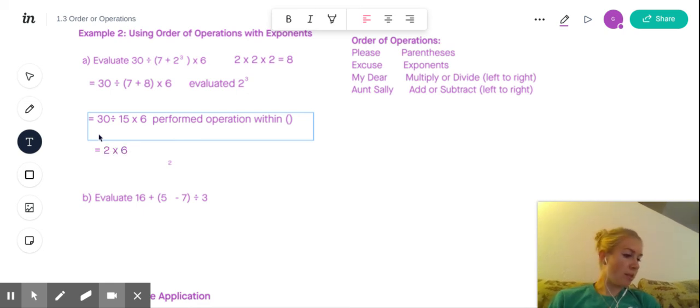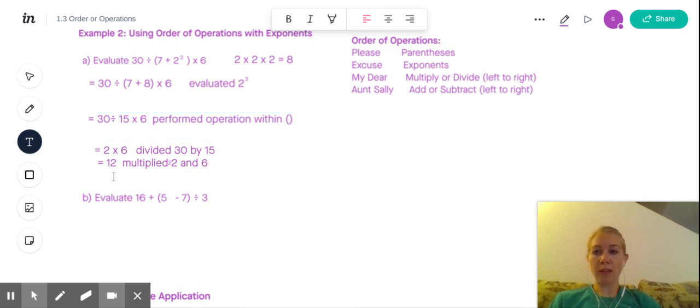So let's make note of what we did. We divided 30 by 15. Okay, so we're left with 2 times 6, which is 12. And how did we get that? We multiplied 2 and 6. So 12 would be our answer to this long expression up there.